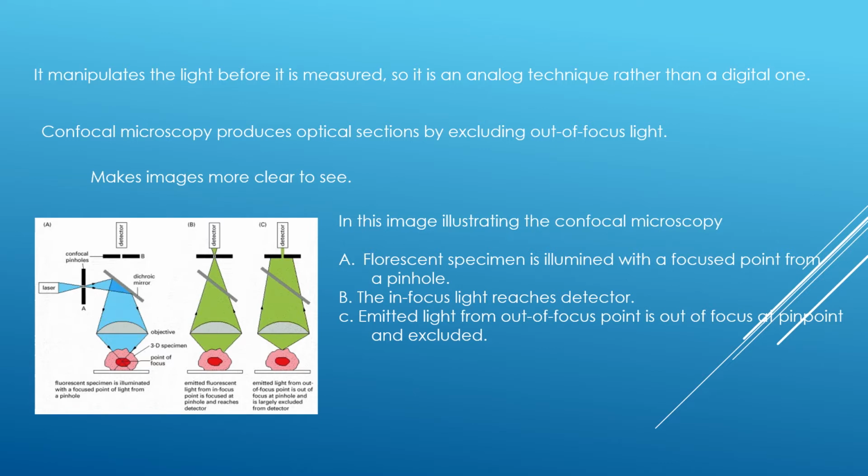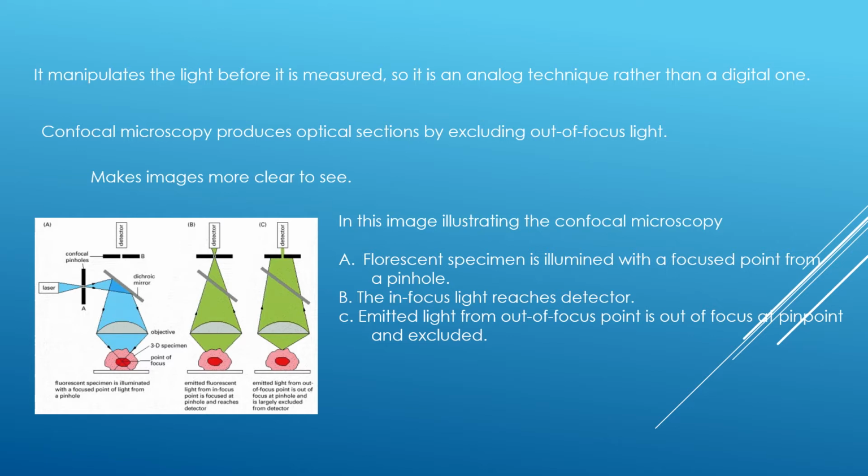A confocal microscope manipulates the light before it is measured, so it's an analog technique rather than a digital one. Confocal microscopes produce optical sections by excluding out-of-focus light. It makes images more clear to see. And this image illustrates how confocal microscopes work.